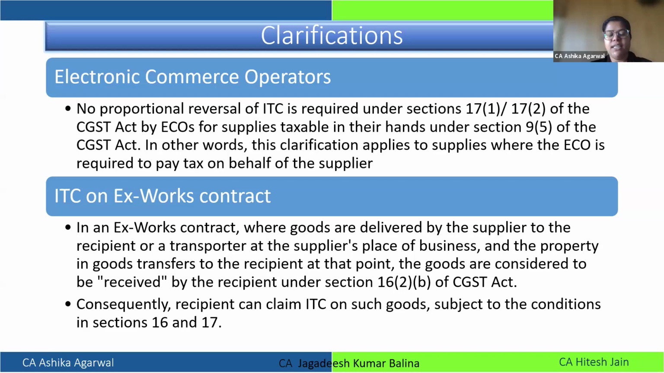So the first clarification which they have issued is about the e-commerce operator. Now, as we have seen under 9(5), which deals with where the liability has been passed on to the e-commerce operator, where the vendors are using the e-commerce operator platform to supply goods or services. Based on that, on services, they have implemented RCM, where instead of the supplier, the e-commerce operator is liable to collect the tax from the customer and pay to the government.